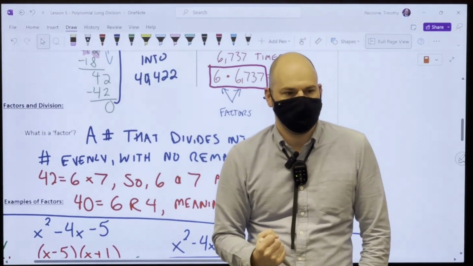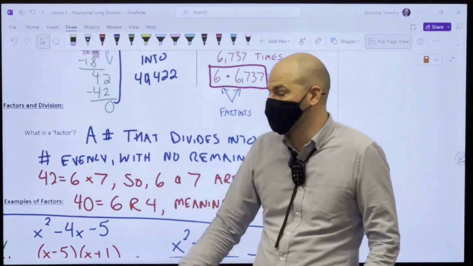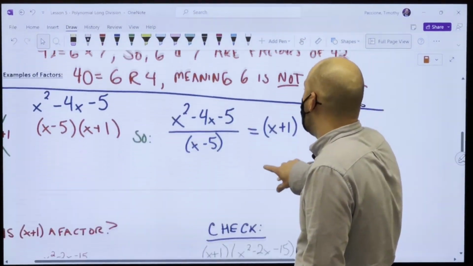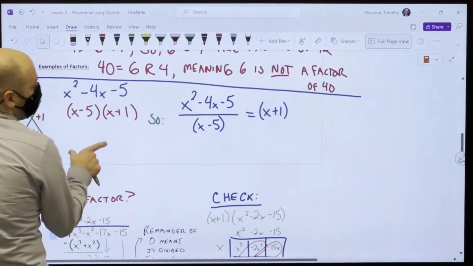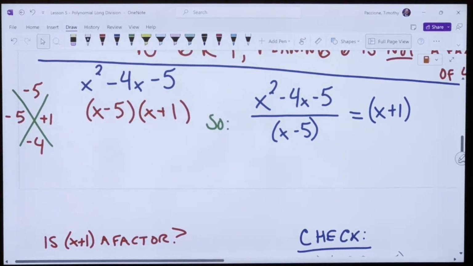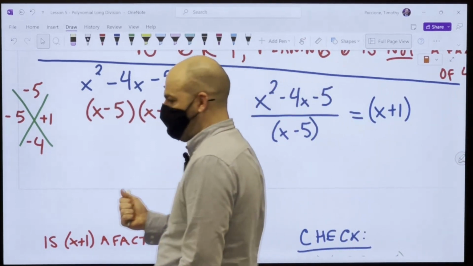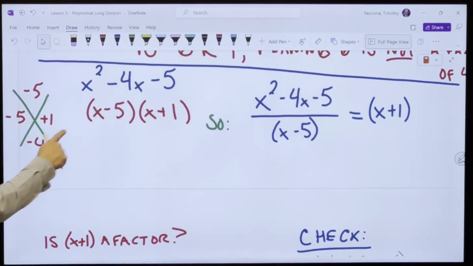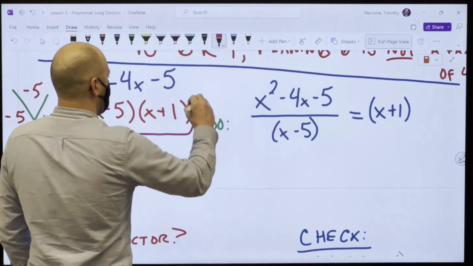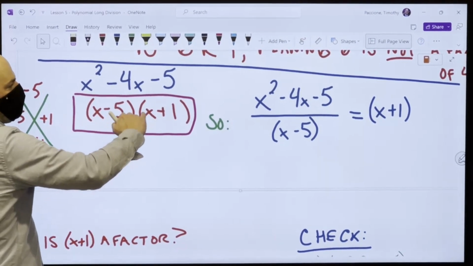All right, so a factor is that number you get when you can divide evenly, when there's no remainder. It's important. Factors are important. We've been dealing with factors for a while. So we want to know when we have a factor. All right, so let's take a look at this problem right here. Let's start this process with a quadratic that we've already done a lot of work with, x squared minus 4x minus 5. The factored form of this is right here. What does that mean, though? What does it mean that this is the factored form of that?